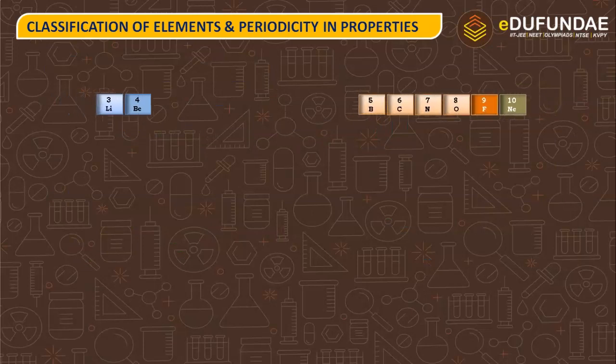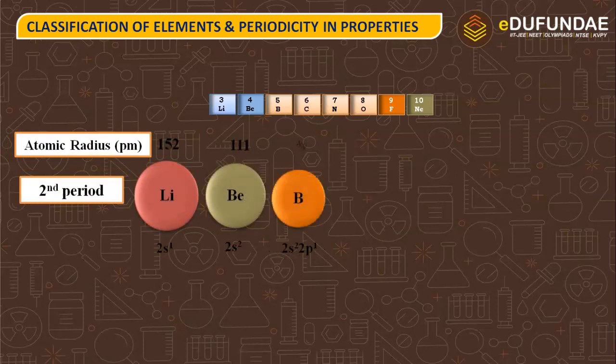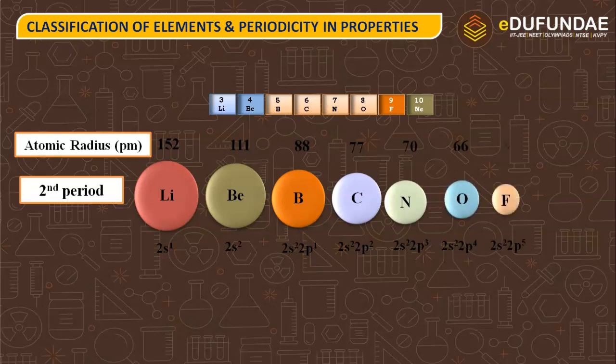So here is the periodic table, and we are having second period over here. And when we are moving across the period from lithium, beryllium, boron, carbon, nitrogen, oxygen to fluorine, then you must be noticing that there is a decrease in the size, or we can say atomic radius, up to fluorine, because the number of electrons in the same shell are increasing, which is increasing the effective nuclear charge from lithium to fluorine.